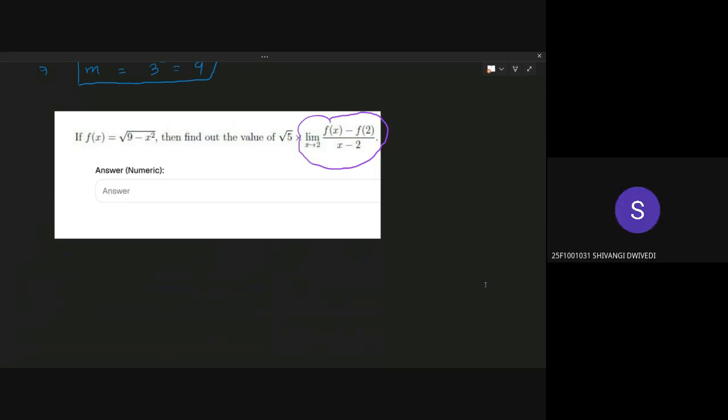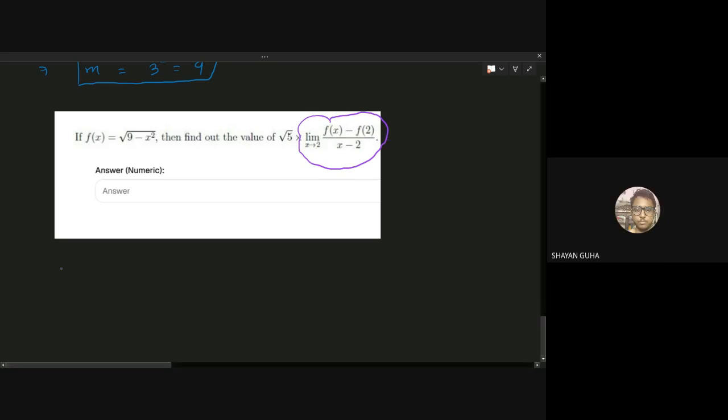Limits, continuity, I think so. It's obviously a limiting expression. But what does this particular thing mean? This is the first principle of derivative.